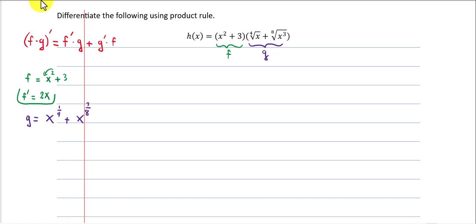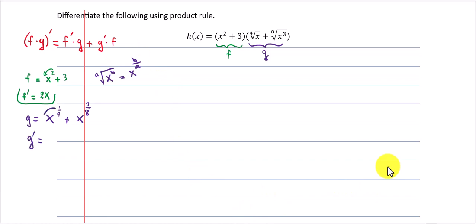According to the exponential rule, if you get something like the a-th root of x to the b, then this is the same thing as x to the b over a. So the index a will always come down to the denominator, and then the exponent b will stay on the top. With that, we can use the power rule to find g prime.